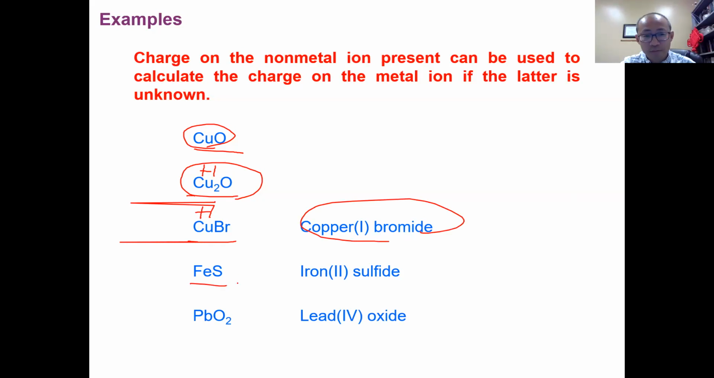Here, iron and sulfur. Sulfur is -2 because sulfur is group 6 element. So this iron is what? Is +2. +2, -2. So this is iron 2 sulfide. See that? So we can always calculate the charge of the variable charge metals with the help of the nonmetal. And also we know the total charge of the compound is 0.